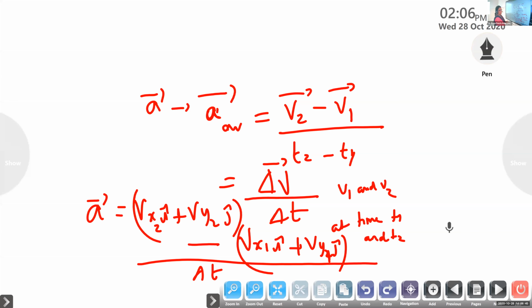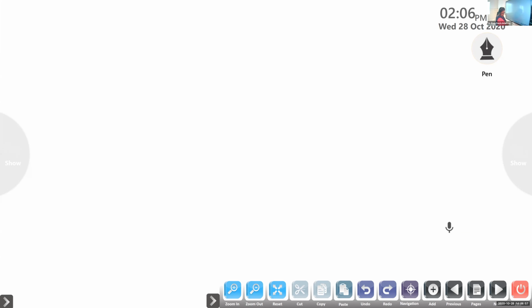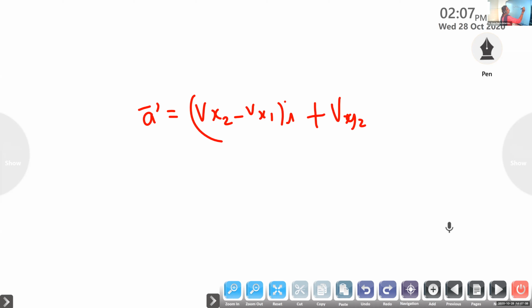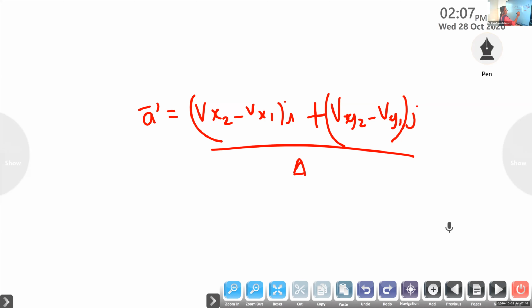So I hope you understood. Now, what is the next step? Like we did with velocity, take the same x components and y components. Next step, you can write a is equal to (Vx2 minus Vx1) i plus (Vy2 minus Vy1) j, divided by delta t.